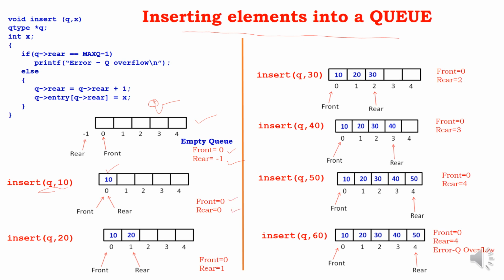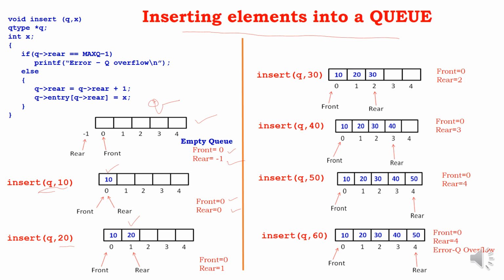Now again you want to insert one more element at this stage. So 20 will be inserted in the next location of rear. Rear has not reached its maximum position, rear is 0. So rear is increased by 1, 0 plus 1 is 1, and position 1 is filled with the value.